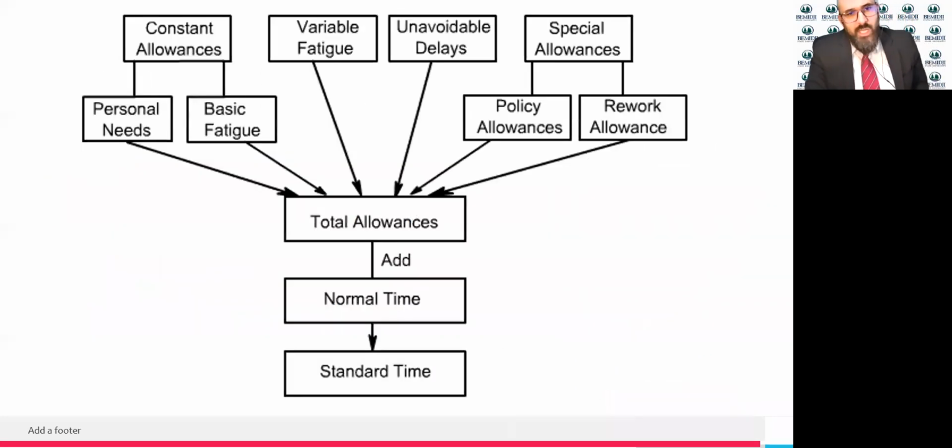This chart will help you understand the difference between the different types of times. So now we have different allowances, such as constant allowances, variable fatigue, unavoidable delays, special allowances such as policy allowance or work allowance, basic fatigue, personal needs. These are all added to be a total allowance. Now we add that on top of the normal time, that will give you the standard time. So the standard time would be the normal time plus all these allowance times. And remember that the normal time would be basically the observed time times the worker performance.